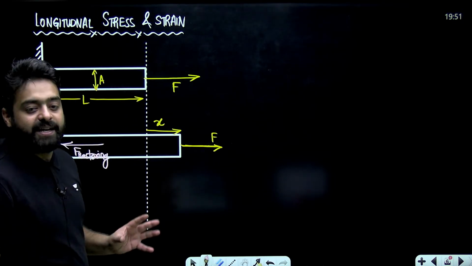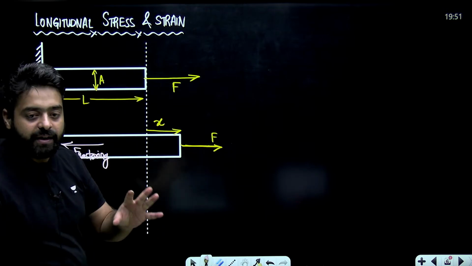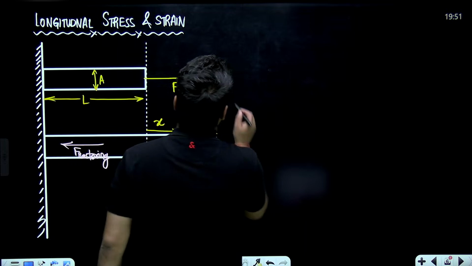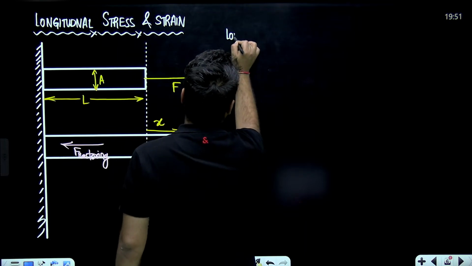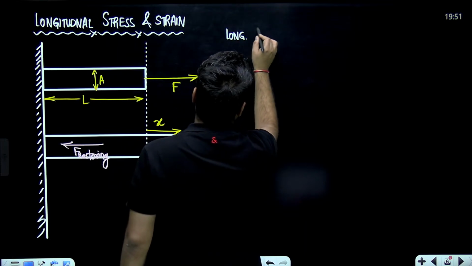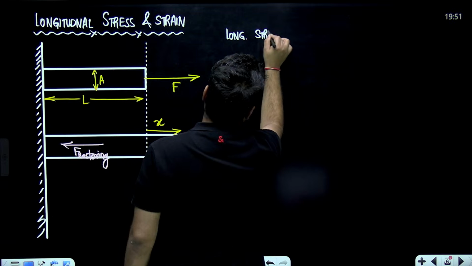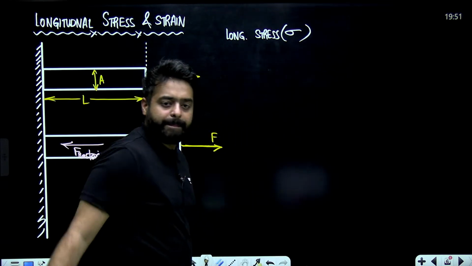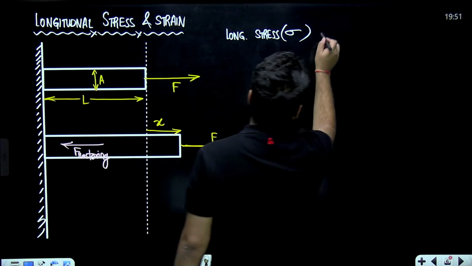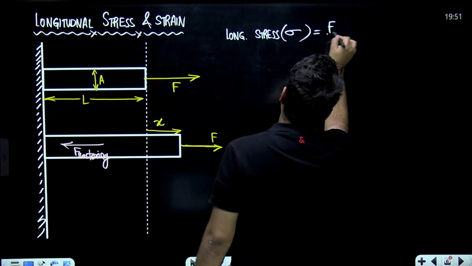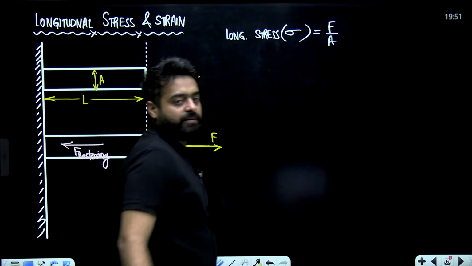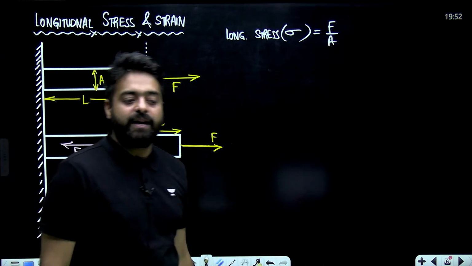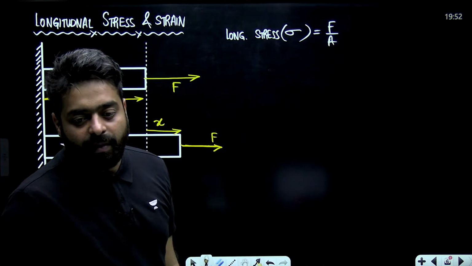When this process ends, you can define everything, and it is defined by this method. Now the longitudinal stress is defined, and its symbol is always sigma. It is equal to the restoring force per unit area. But the restoring force is equal to the external force F, that's why I can put F by A. That's it, finish. My problem is done.